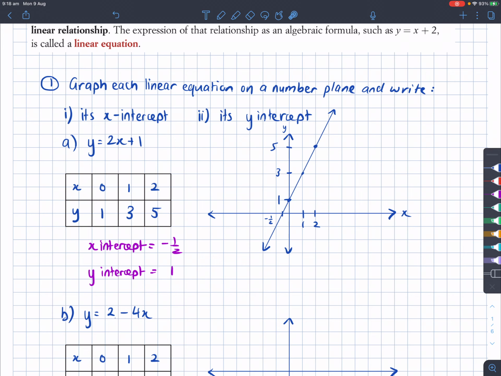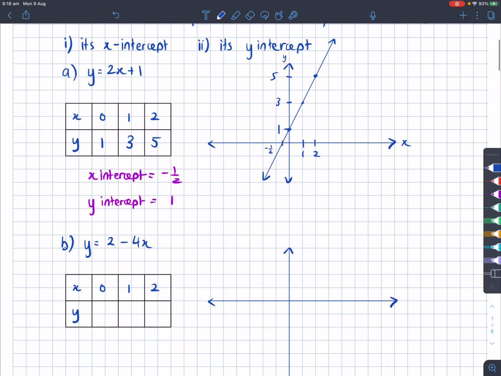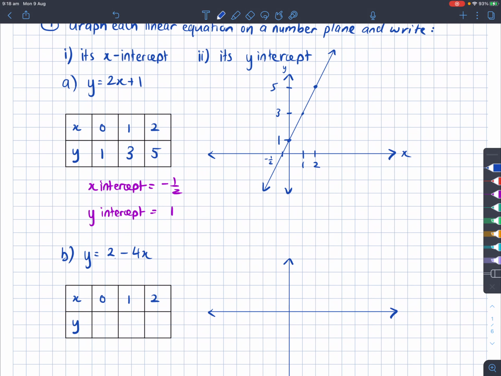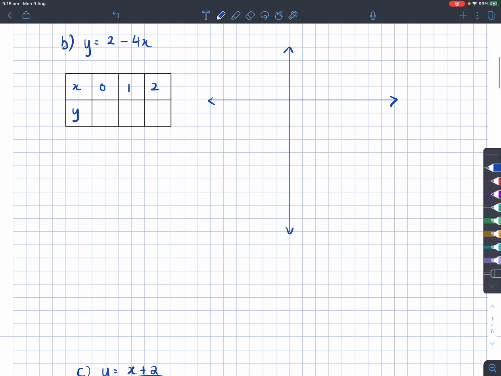Right? Let's move on. Question B. y equals 2 minus 4x. So let's just substitute in x is 0. So 2 minus 4 times 0, which is 2. Then 2 minus 4 times 1, which is the same thing as 2 minus 4, and that means -2. Last of all, y equals 2 minus 4 times 2, which is the same thing as 2 minus 8, and that's equal to -6.